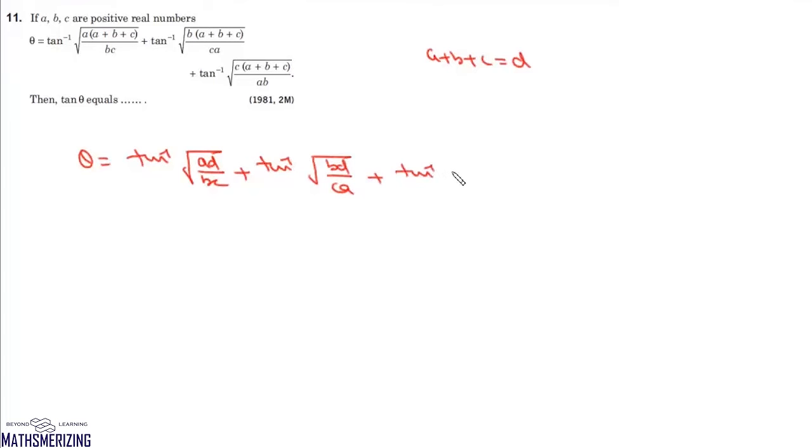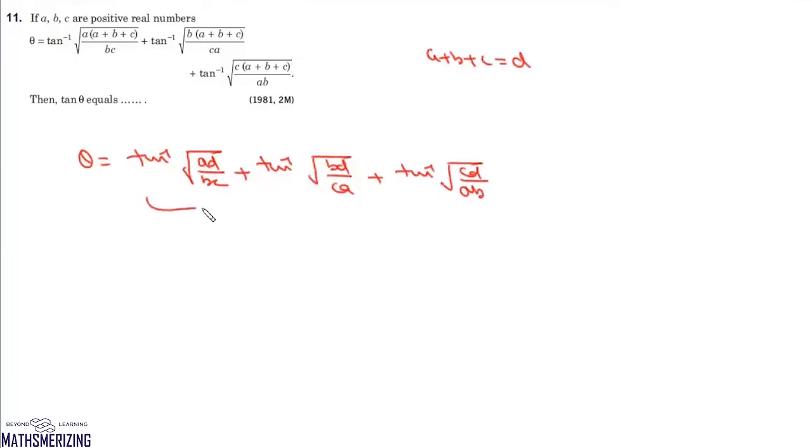Now here the question is, if a, b, c are positive real numbers and theta is tan inverse under root of a into a plus b plus c upon bc, plus tan inverse under root of b into a plus b plus c upon ca, plus tan inverse under root of c into a plus b plus c upon ab, then tan theta is equal to which of the following? Now what we'll do is, we'll write a plus b plus c as some value, say d. So we can write this as theta equals tan inverse under root of ad upon bc plus tan inverse of under root of bd upon ca plus tan inverse of under root of cd upon ab.